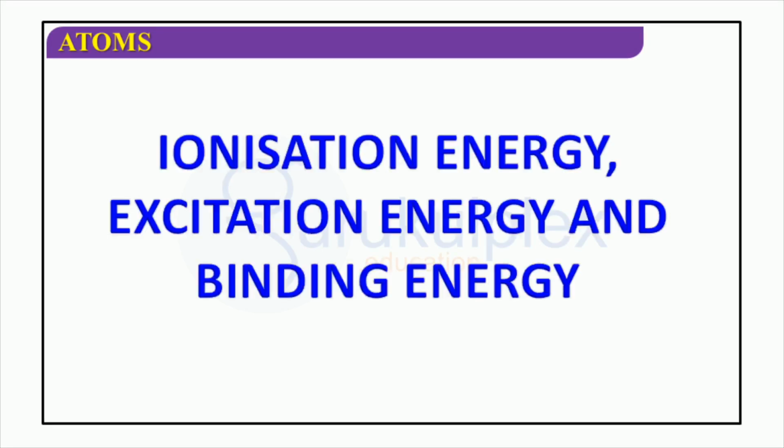Ionization energy is the energy needed to take out an electron from an atom. Excitation energy is the energy necessary for an electron to transform from its ground state to a higher energy level. Binding energy is the energy which keeps an atom together. This slide concentrates on these three types of energy found in atoms.